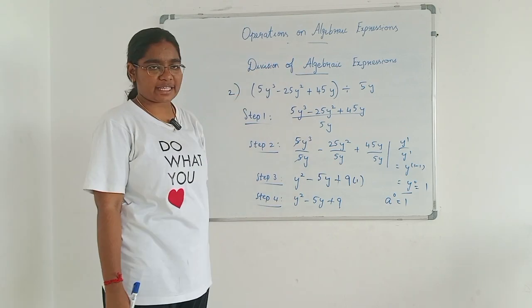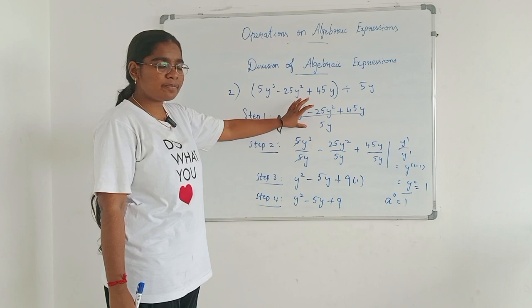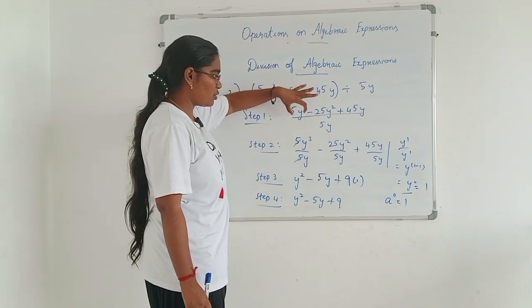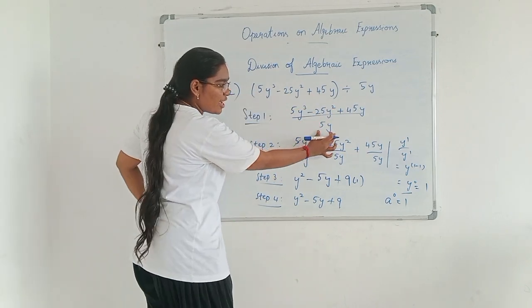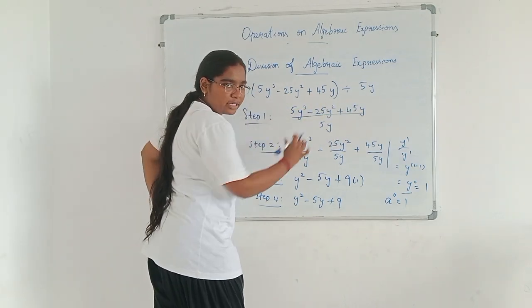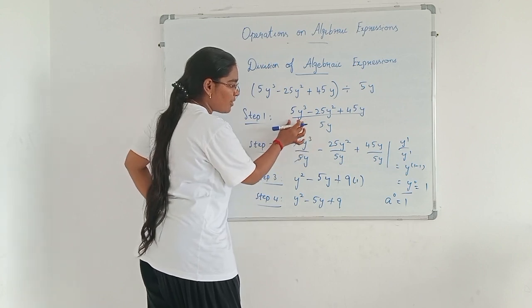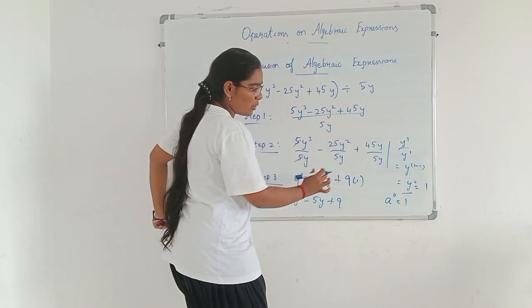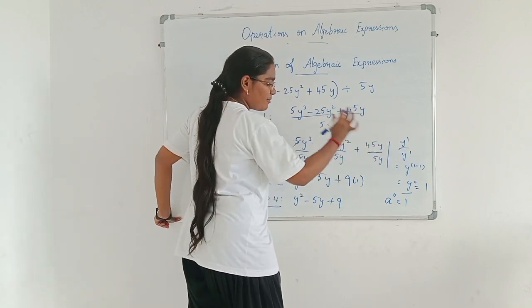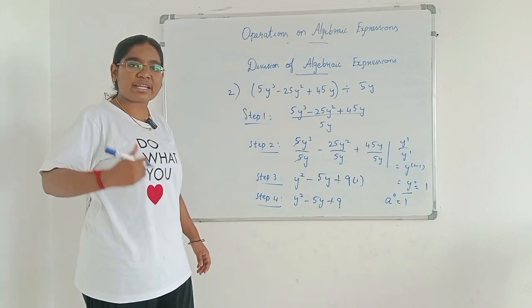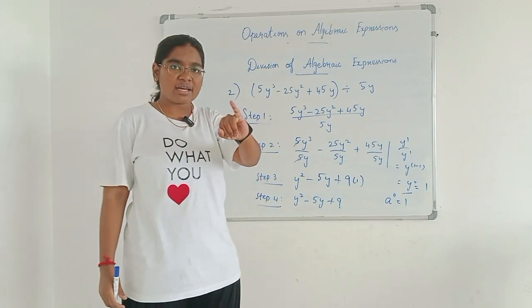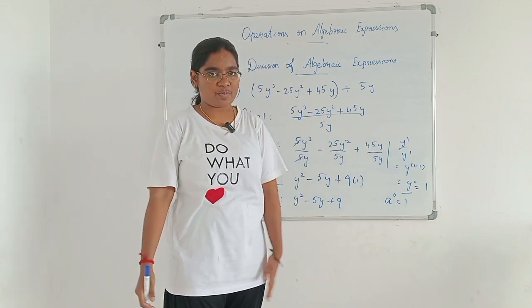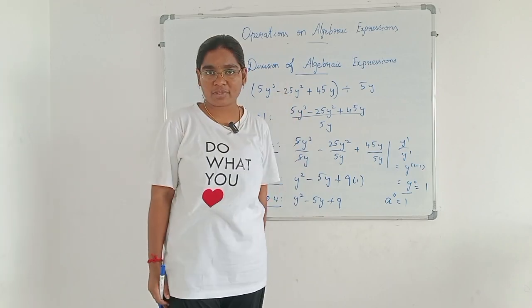So in division of algebraic expressions, first write the expression in division format and separate it like this: 5y cube divided by 5y, because this 5y is common to these three terms. Separate 5y cube divided by 5y minus 25y square divided by 5y plus 45y divided by 5y. Next, apply those three rules. First, consider the sign, next the coefficients, and third, the law of exponents used in division.